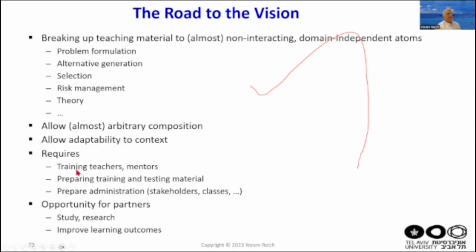It requires training teachers and mentors in the methods and the approach, preparing training and testing material, and preparing administrators for the courses. So there is a lot of social space or capabilities that we need to generate in order to align what we want to do with the challenge of what we have today. And actually, I'm looking for partners to try to do things like this elsewhere also.